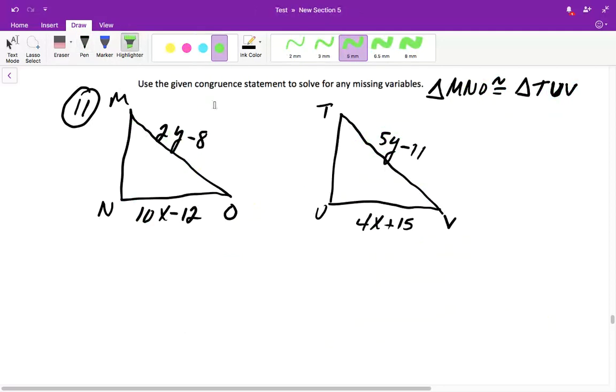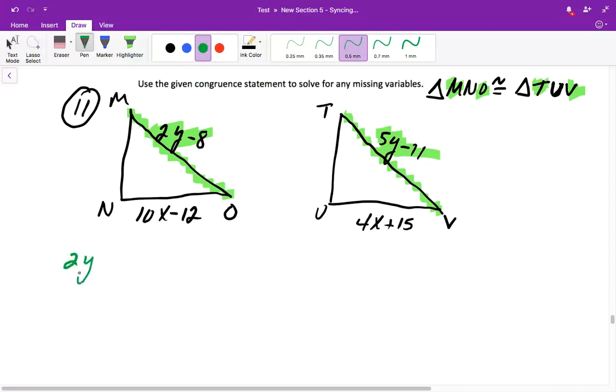All right, same thing. I'm given a congruency statement, and I'm asked to solve for any missing variables. So the first variable that jumps out to me is this 2y minus 8. So I look and say, okay, well, 2y minus 8 is this segment MO, and MO is the first and third, so that means it's congruent to the first and third in the next triangle that's written. So that means it's congruent to TV. So here I look and find TV. Well, TV is 5y minus 11, so it's nice and easy. Both my y's are in the same part, so that means they're corresponding.